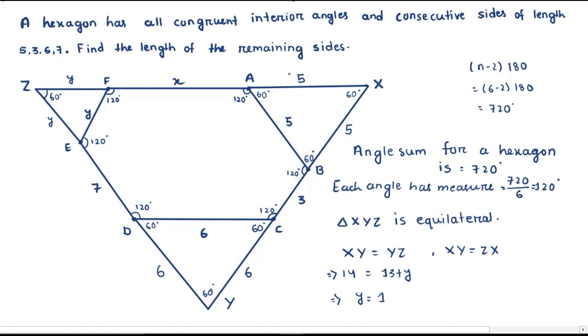Then XZ has side length 5 plus X plus Y, and we can equate it with 14. So 5 plus X plus Y equals 14. As Y equals 1, we can solve for X and get X equals 8. So that's our final answer to this problem. Incredible. We all solved this by using only school level geometry.